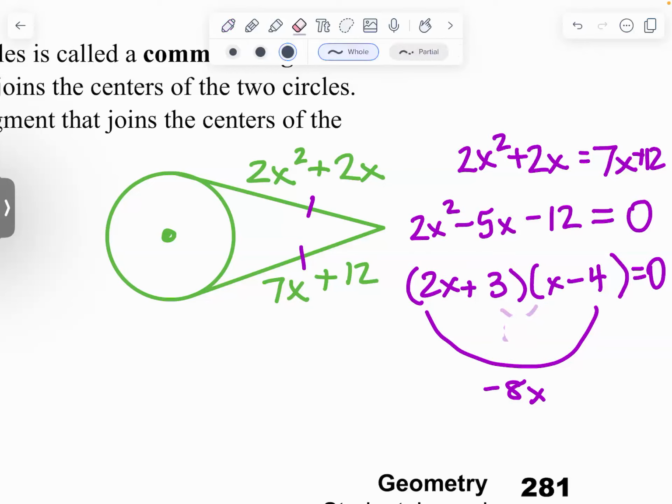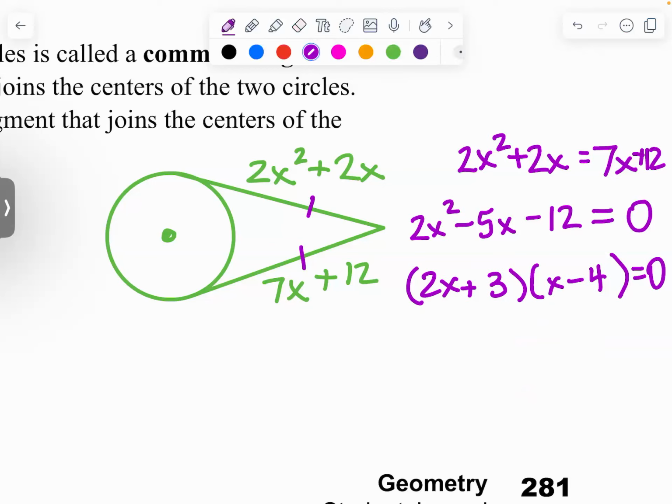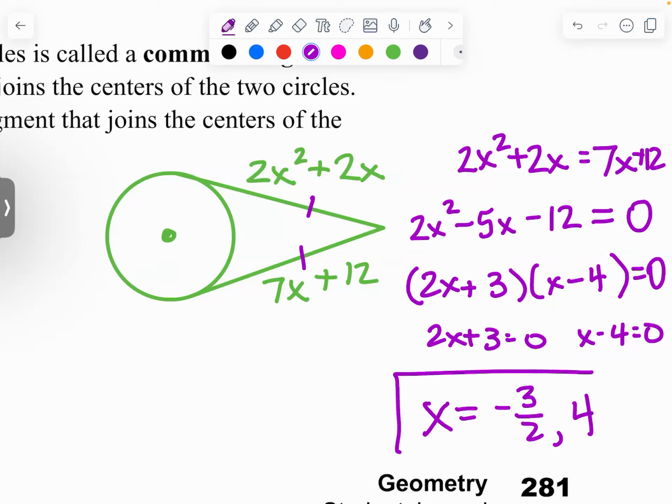You only have to look on the outside and the inside, and then you get this middle term. The last gives you the last, and the first gives you the first. Okay. So if 2x plus 3 equals 0 and x minus 4 equals 0, then we know x is negative 3/2 and a positive 4.